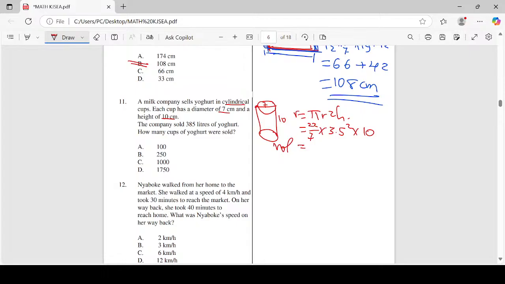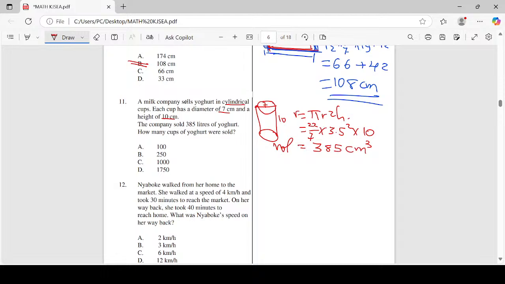So let's see what that volume is. With the help of our calculator, you press 22 over 7, you multiply by 3.5 squared, then you multiply by 10. That gives you 385 as the volume. The volume in this case is 385 cubic centimeters because it's volume. So learners, that is the volume of 1 cup. Remember, when you talk about volume, this is the amount of space occupied by an object.